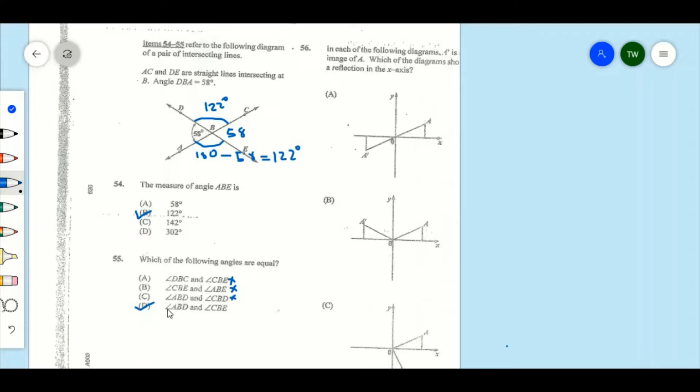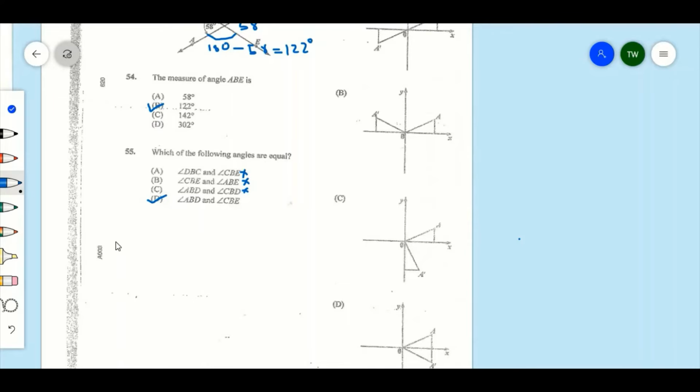And clearly you can see that angle ABD, which is this angle, is equal to angle CBE. Both of them are 58 degrees. Alright.